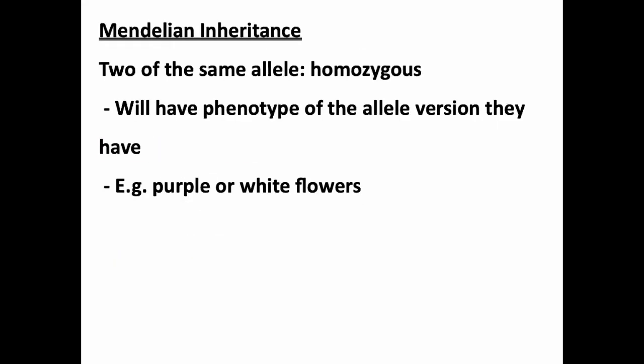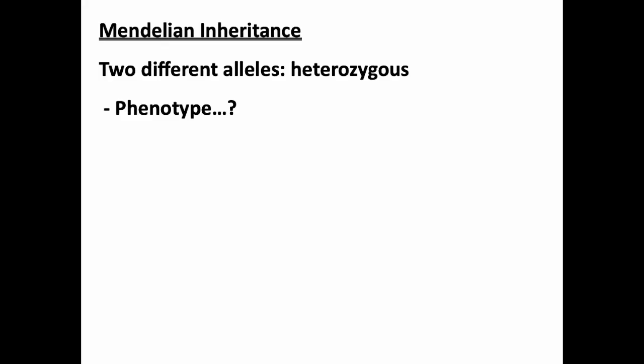This much is pretty easy. Let me summarize this here. So these homozygous individuals will have the phenotype of the allele version they have. Again, they're either going to have purple flowers or white flowers, depending on which allele they have two of. But what if you have two different alleles? So an individual can have two different alleles, and the term for this is heterozygous.